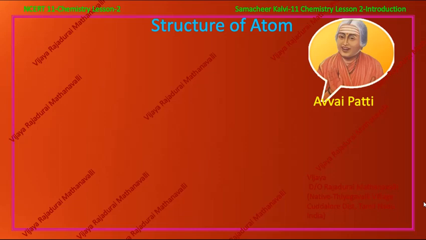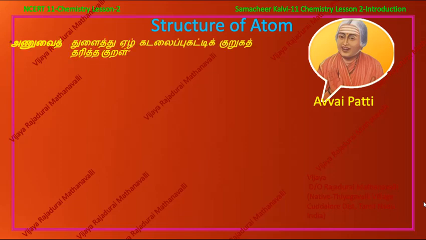Praising the Thirukkural, she said, அணுவை துளைத்து ஏழு கடலை புகட்டி குறுகத் தரித்த குறள். Here the word anu means atom. The divisibility of an atom is more difficult, she said like that. So from this statement we can get an idea that ancient Tamil people also had an idea about an atom and its indivisibility.